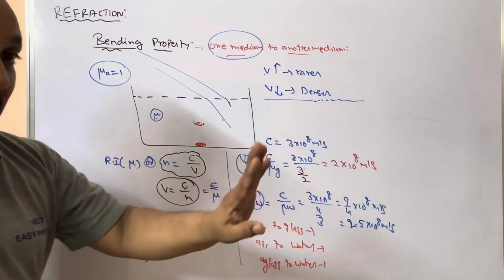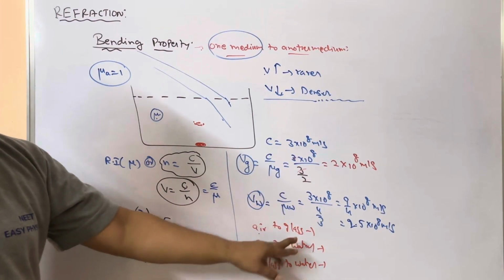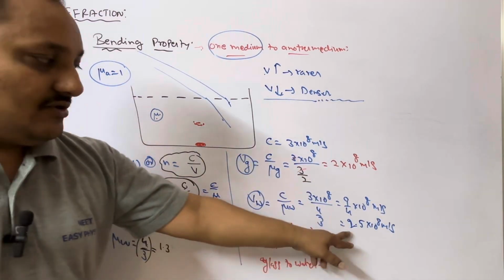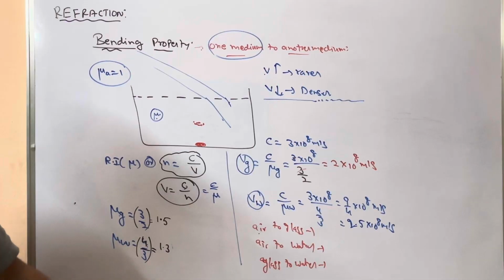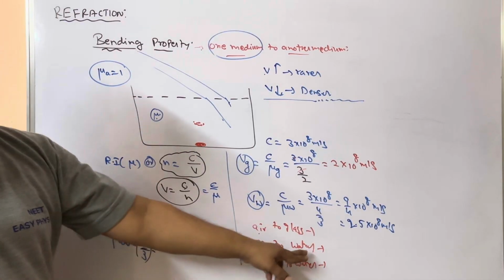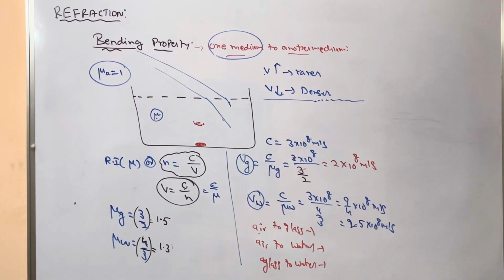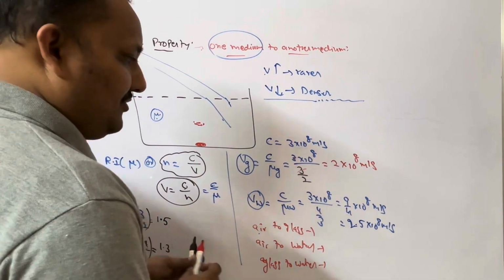So always glass is not denser. Depending on the medium, it is going to change. Air to water. In air, 3 into 10 power 8. In water, 2.5. Isn't it? Correct? Nearly only 2.5, or 2.25. This is 2.25.